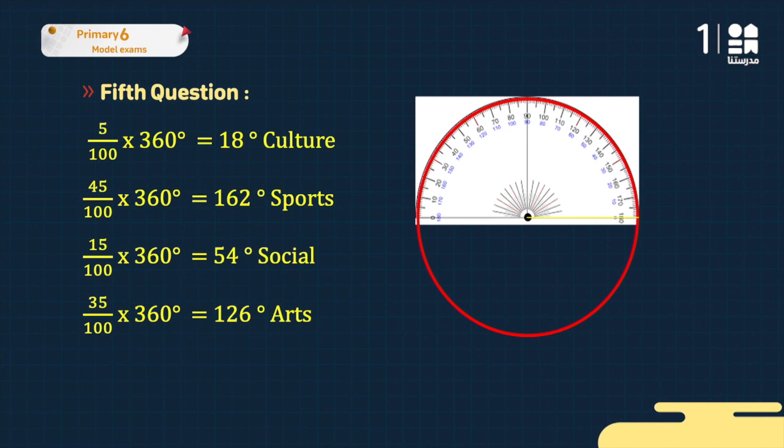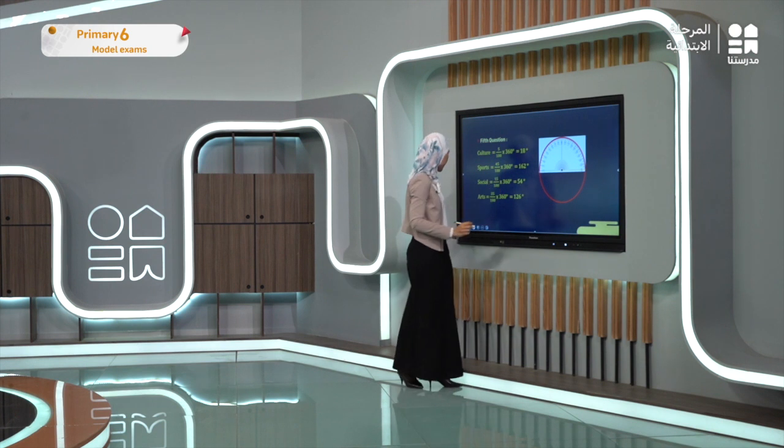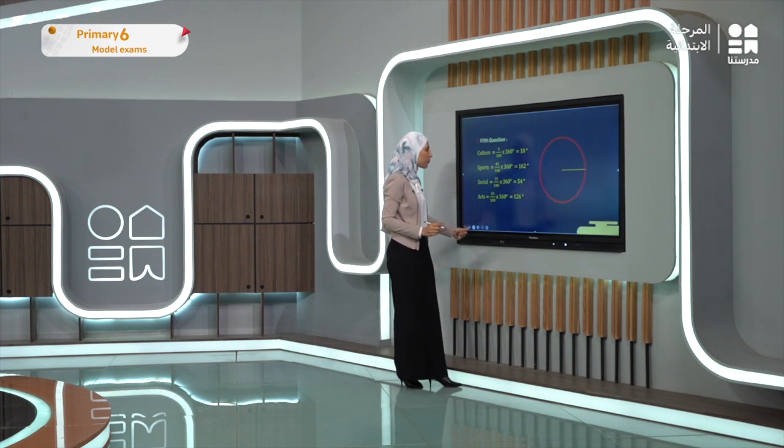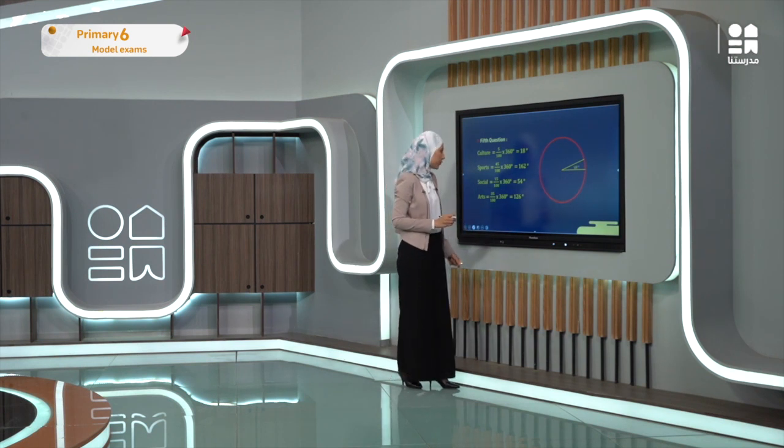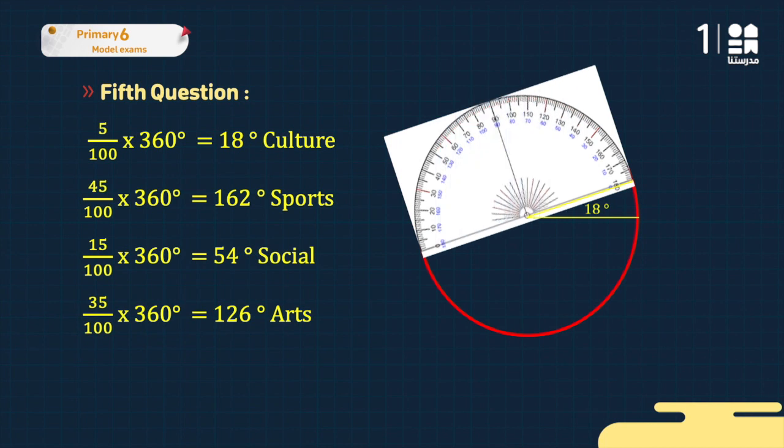Then the first angle I have is 18 degrees. I am going to locate 18 degrees. Then I will remove my protractor, join the dot with the center point, and write my angle, 18 degrees.